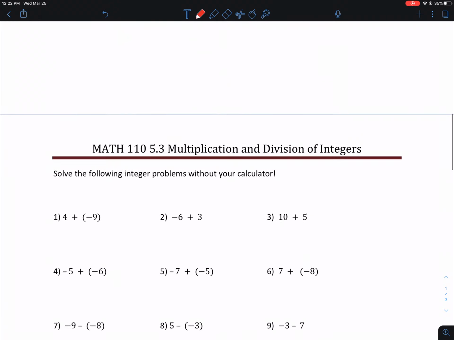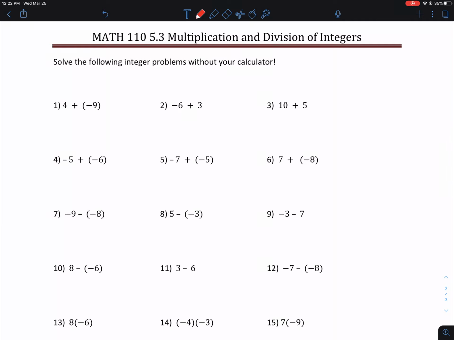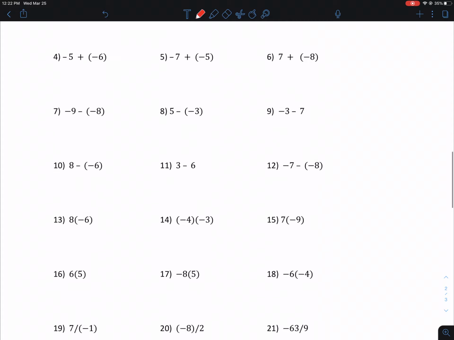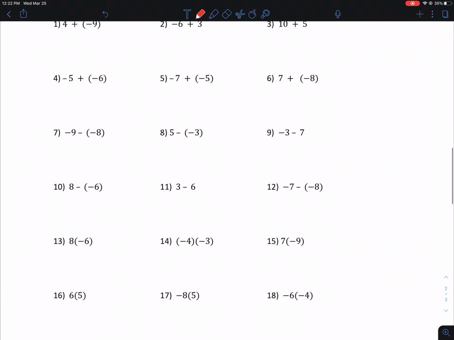All right, so with these rules in mind, there's all kinds of problems on the back here for you where you're going to use these rules. So it's addition, subtraction, multiplication, and division of all different types. There's like 24 of them. So feel free, practice these.